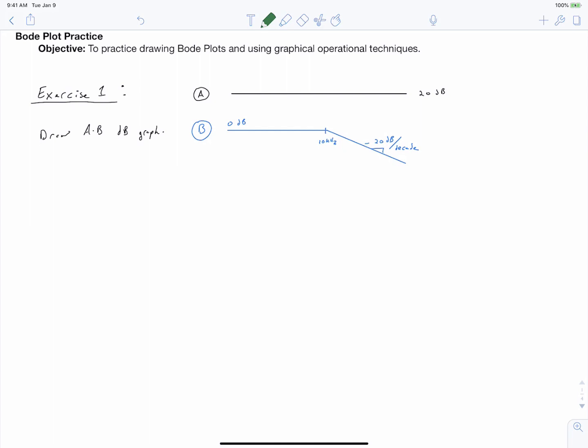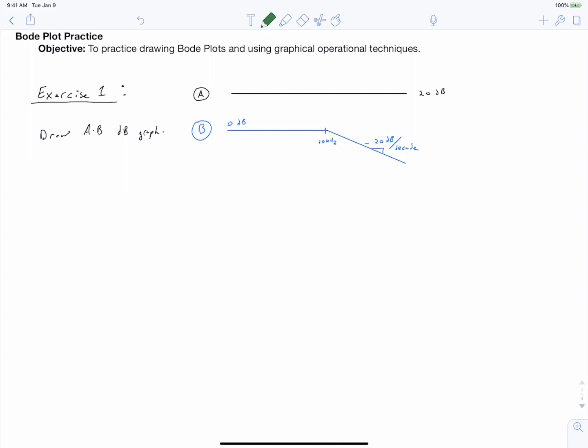So our first exercise, I've sketched the Bode plot of the magnitude of two transfer functions, a transfer function A and a transfer function B. I want you to draw for me a graph of A multiplied by B in decibels. Press pause now and press play when you're ready to resume.